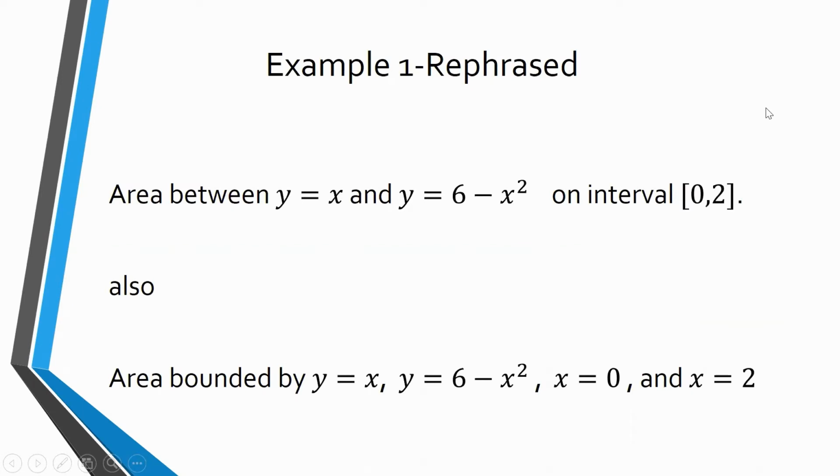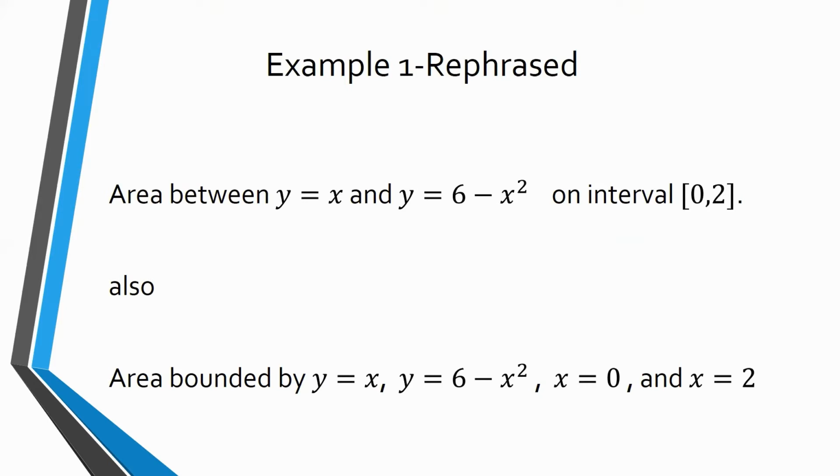Our previous examples could have been rephrased to areas bounded by. For instance, in example 1, we said the area between y equals x, y equals 6 minus x squared on the interval from 0 to 2. If instead we would have rephrased that to say the area bounded by y equals x, y equals 6 minus x squared, x equals 0, and x equals 2, it would have been the exact same problem.